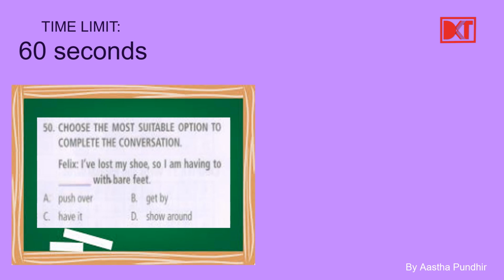Alright, so here we have the 50th question. This one says, choose the most suitable option to complete the conversation. And here Felix says, I've lost my shoe, so I'm having to dash with bare feet. A, pushover with bare feet. B, get by with bare feet. C, have it with bare feet. D, show around with bare feet. So here the correct answer is B. Get by with bare feet.